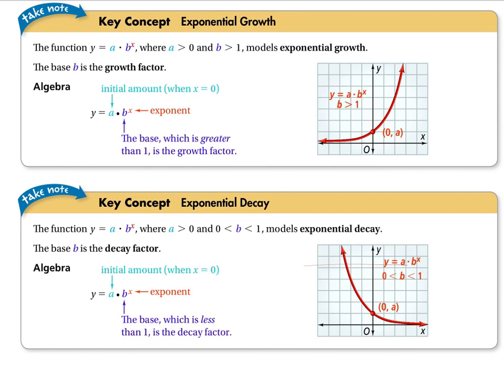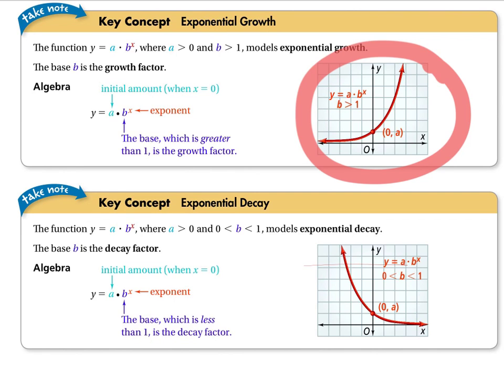Here's a review of what we've been talking about. We're looking at the function y equals a times b to the x. A is going to be greater than 0. When b is greater than 1, it models exponential growth, which means our graph looks like this. It increases. Same function, y equals a times b to the x. A is still greater than 0, but in the case where b is between 0 and 1, it shows exponential decay. So the graph is decreasing.